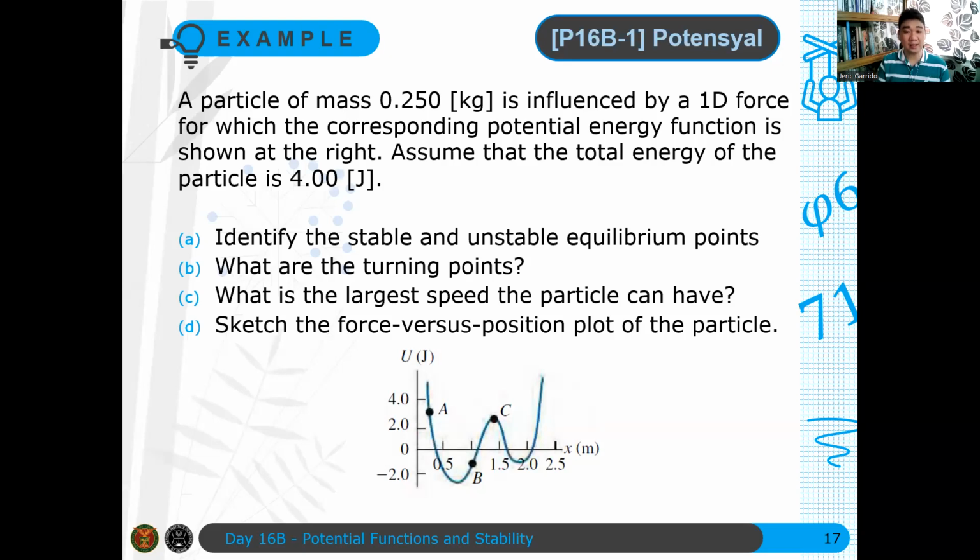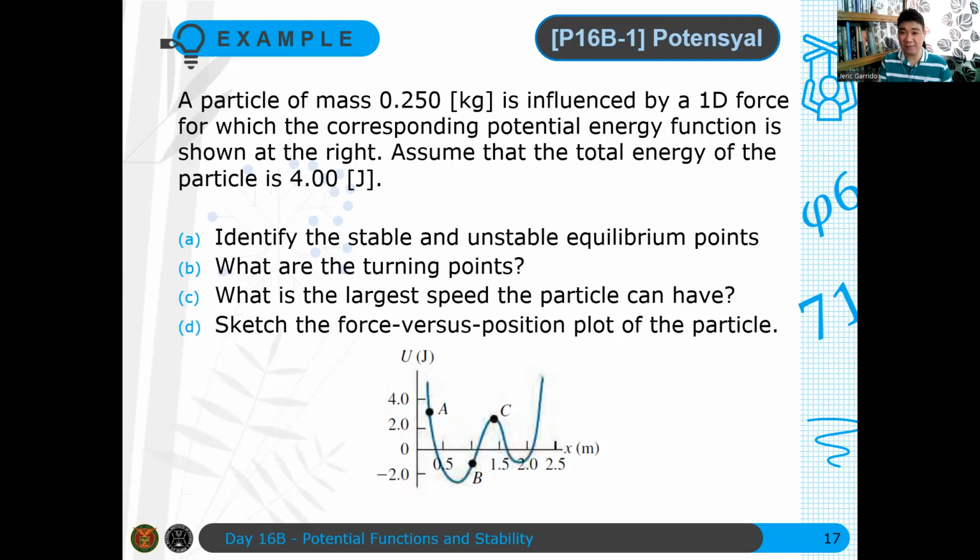Letter A, identify the stable and unstable equilibrium points. Letter B, what are the turning points? Letter C, what is the largest speed the particle can have? And letter D, sketch the force versus position plot of the particle. So marami ka nang makakalculate na quantities by just looking at the potential energy per position graph.